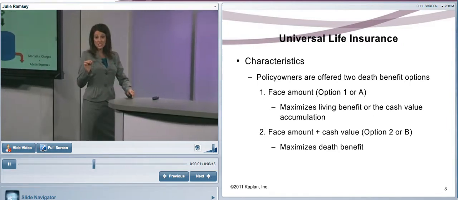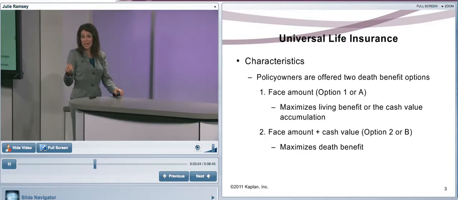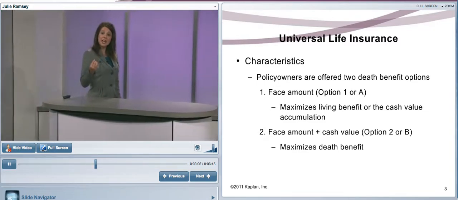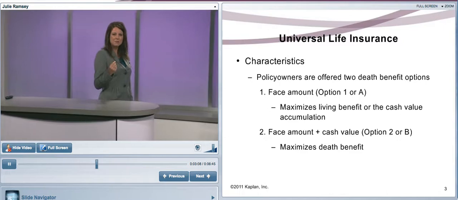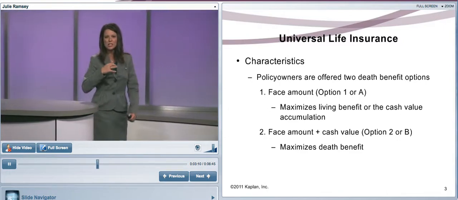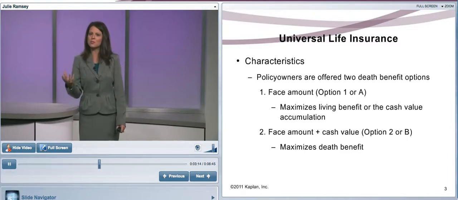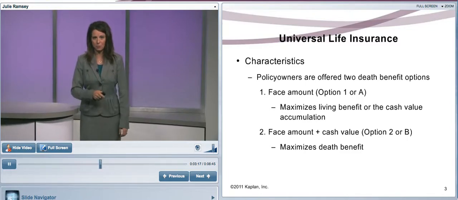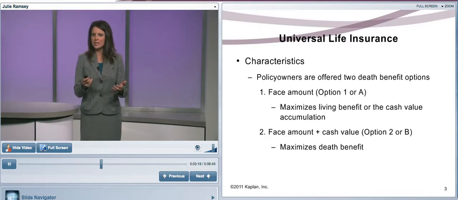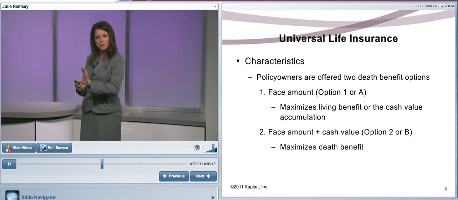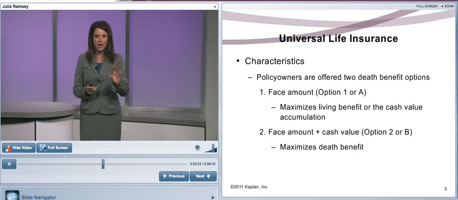Now, Universal Life has two different death benefit options. Option 1, which is level, they may call it option A, and option A, or the level death benefit, maximizes the cash value. It really grows that bucket, right? Option 2, or they may call it option B, is the increasing death benefit. Why is it increasing? Because the beneficiary gets both the face amount and the cash value.